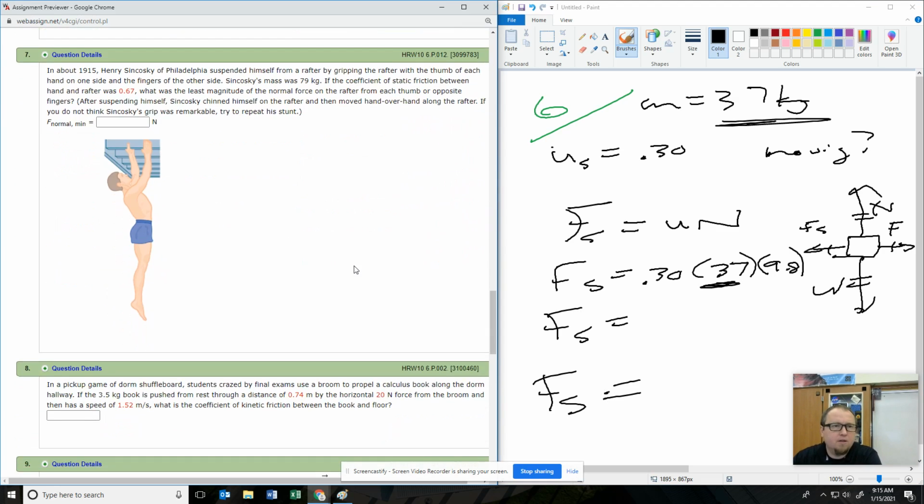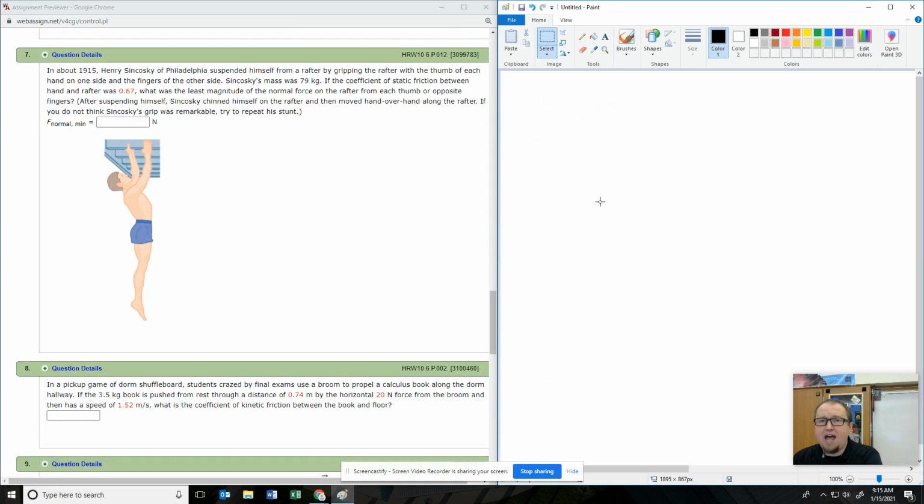All right, number 7. I found this problem. I had to give it to you guys. It was too good to pass up. What we've got is Henry Sinkoski of Philadelphia suspended himself from rafters by gripping the rafter with the thumb of each hand on each side and the fingers on the other side. He's got a mass. Oh, that's good to know. Thanks. So he has a mass of 79 kilograms.